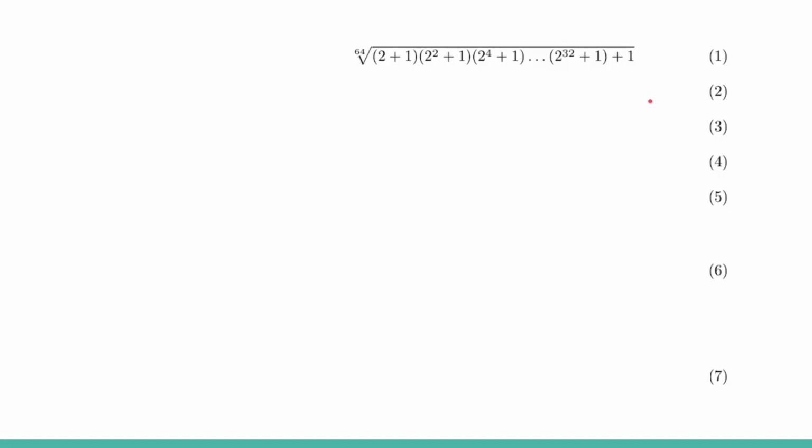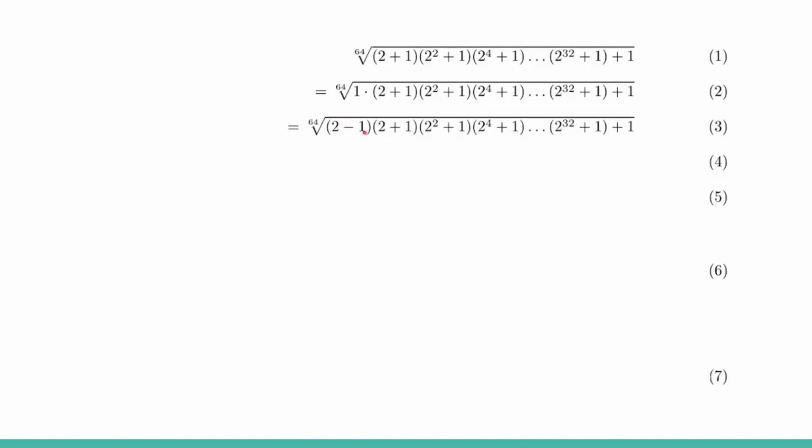The first thing we want to do is multiply 1 in front of this product, because 1 multiplied by anything is just itself, right? So these two are perfectly equal. Now you might wonder why we would want to do this. And the reason is because we want 2 minus 1, which is equal to 1.